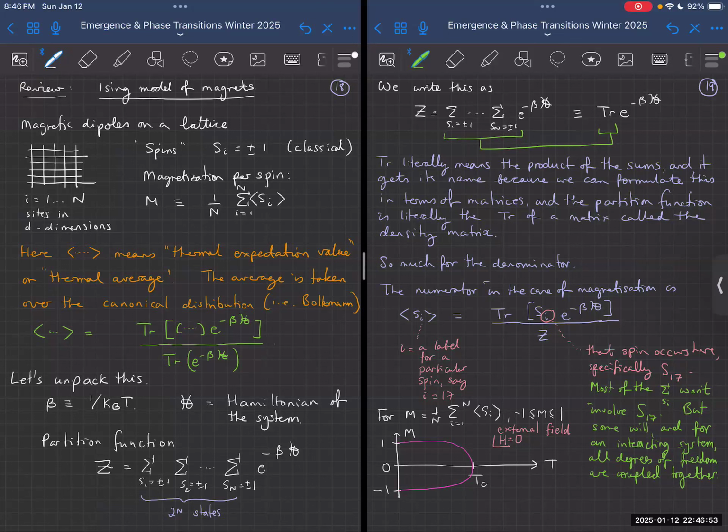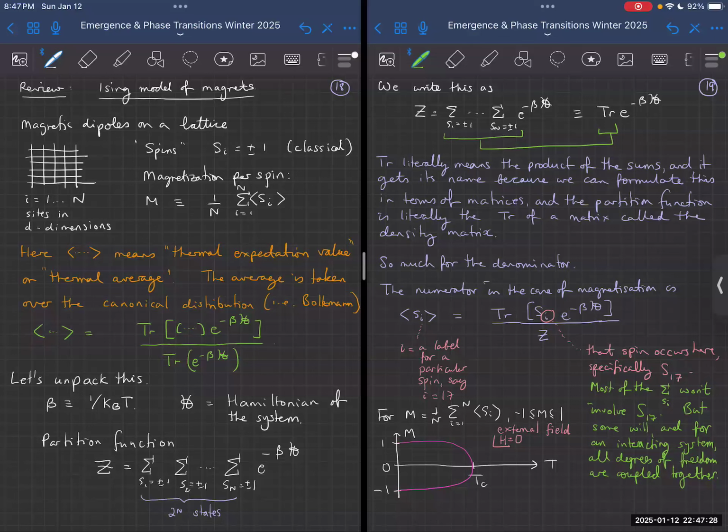Now that that's the denominator, when we write down the magnetization, as we have over here on the left screen, what we mean is that we take the trace of S_i e^(-βH) divided by the partition function. So here, I've just taken this expectation value of S_i, so if I want to compute this number, it depends on what i is. i is the label for the spin at the site i. So you choose what site you want, let's say site 17. Then you put spin 17 in here, and then you compute the sum.